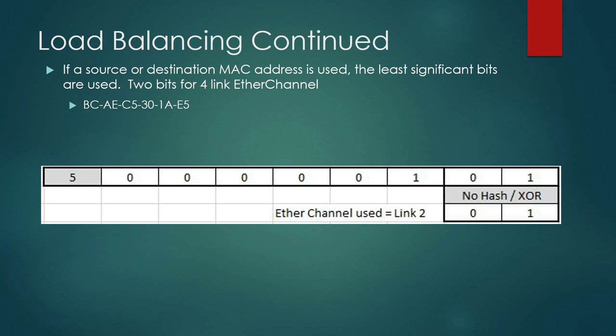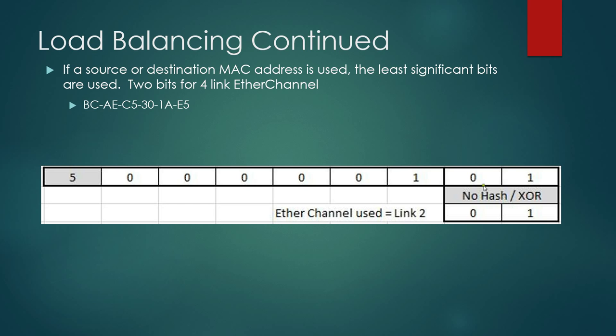And in this case, we still have our 4-link EtherChannel, and we have a MAC address here, BCAEC5301AE5. And the least significant bit is going to be this last hexadecimal number here. Now, what I've done is change this into a binary number again, and we go down here, and again, the least significant bits are the last 2 bits within this hexadecimal number.